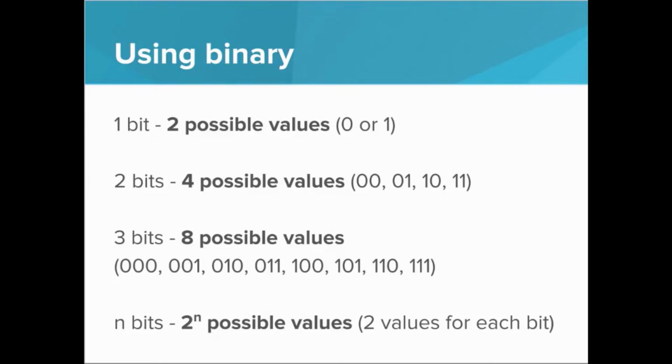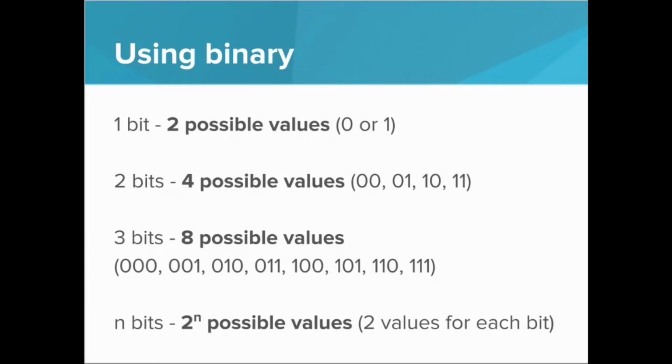Well, how exactly is binary being used to store all this data? If we have 1 bit, we can only store 2 possible values, 0 or 1. But then if we go to 2 bits, that's doubled. We can now store 4 possible values: 0 0, 0 1, 1 0, and 1 1. Those are all distinct values.